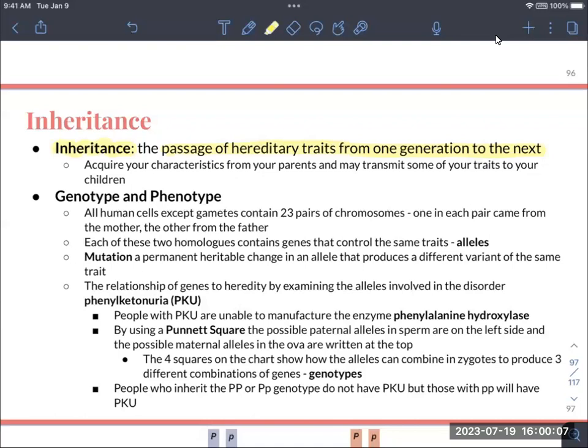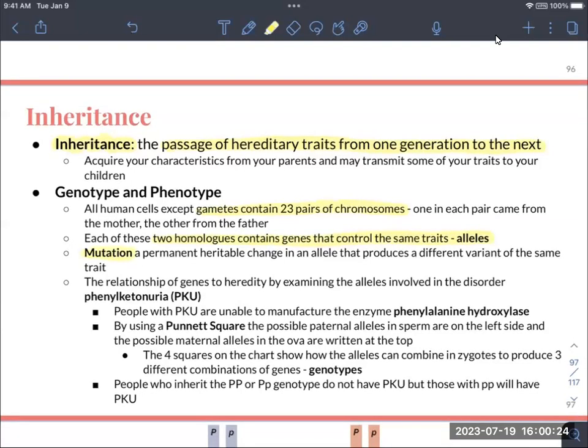So all human cells, except for the gametes, have 23 pairs of chromosomes, one from their mother, one from their father. Each of these homologues contains genes that are known as alleles. So a mutation is a permanent inheritable change in an allele. It's going to produce different variants of this trait. So the relationship of genes to heredity is looked at by examining alleles that are involved in some of these disorders.